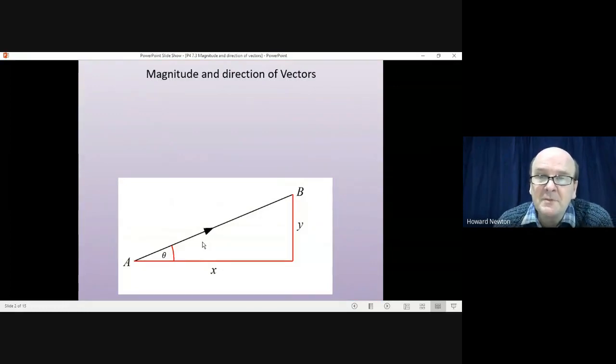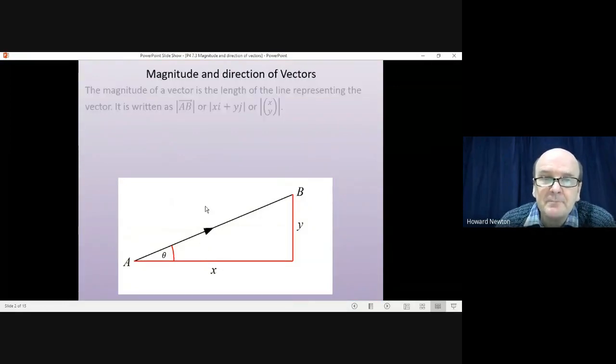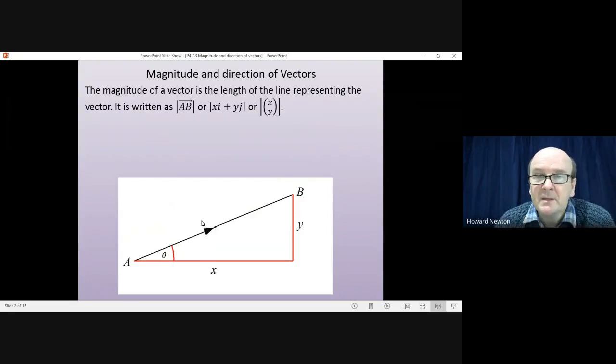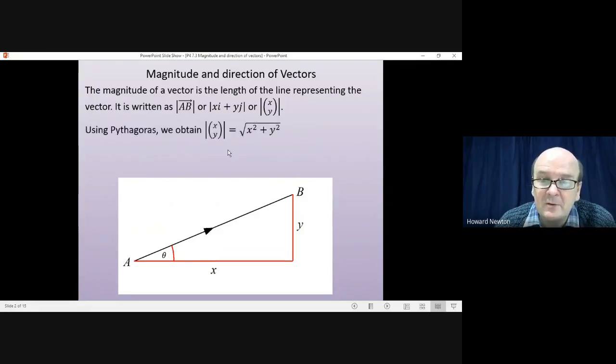First of all, we'll think about the magnitude of a vector. The magnitude of a vector is the length of the line representing the vector. It's written as the magnitude of AB, or in ij notation, it would be written like that, or as a column vector, it would be written like that. And the way we work it out is by using Pythagoras. So the magnitude of (x, y) is just the square root of x squared plus y squared.